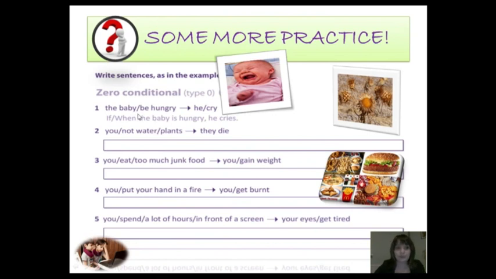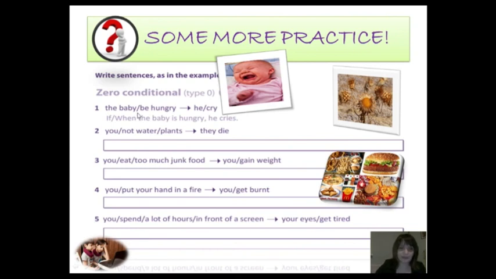Well, it is very simple. We have to use the given phrases and words to make the zero conditional. U ovom zadatku je potrebno da upotrebimo date izraze i riječi kako bismo napravili nulti tip kondicionalnih rečenica. So we have the example, the baby, be hungry, he cry. Treba da kažemo da kada je beba gladna, ona plače. How are we going to say that?